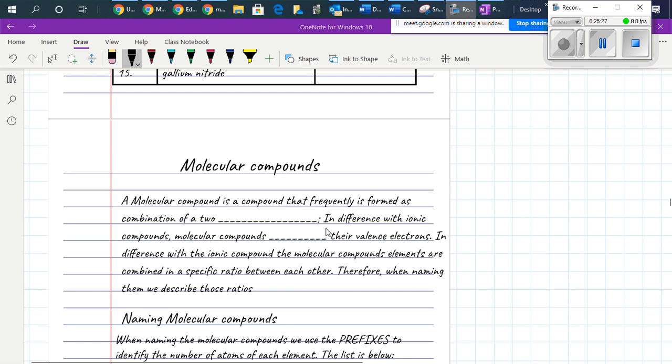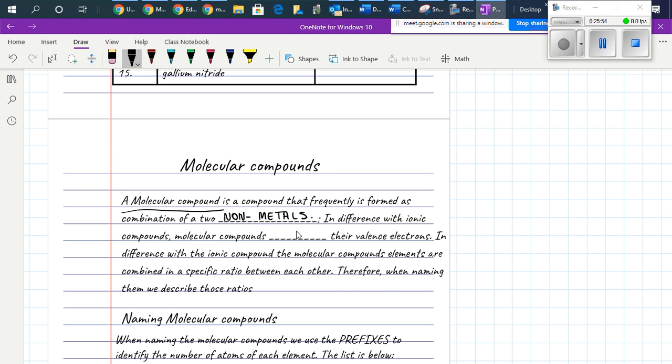So now we'll move to the molecular compounds. In terms of naming, molecular compounds are a bit easier than ionic. They are the same, but yeah. A molecular compound is formed when two non-metals are bonded together.